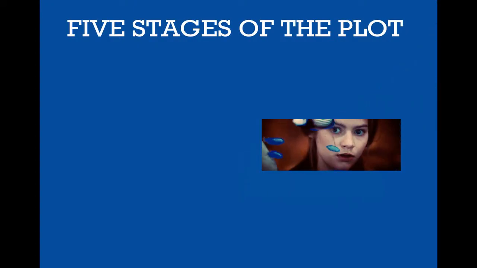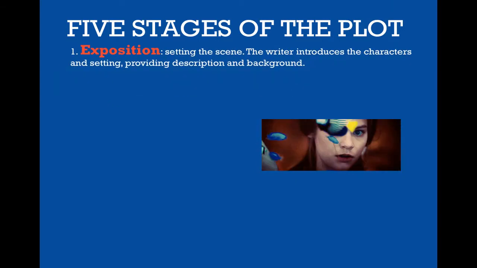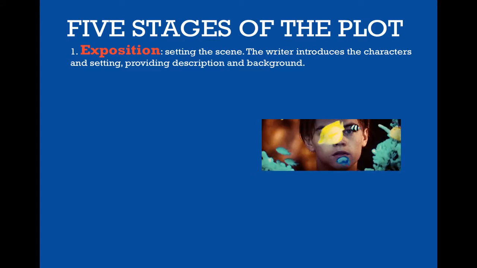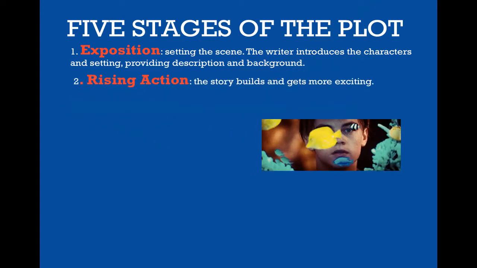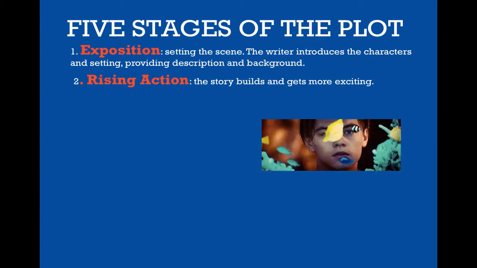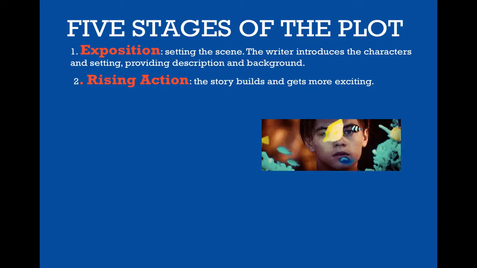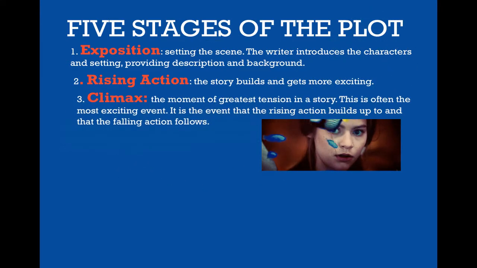These are the exposition, the setting of the scene where the writer introduces the characters and the setting, providing description and background. This is followed by the rising action where the story builds and becomes more exciting. Then there's the climax, the moment of greatest tension in a story. This is often the most exciting event. It is the event that the rising action builds up to and that the falling action follows.